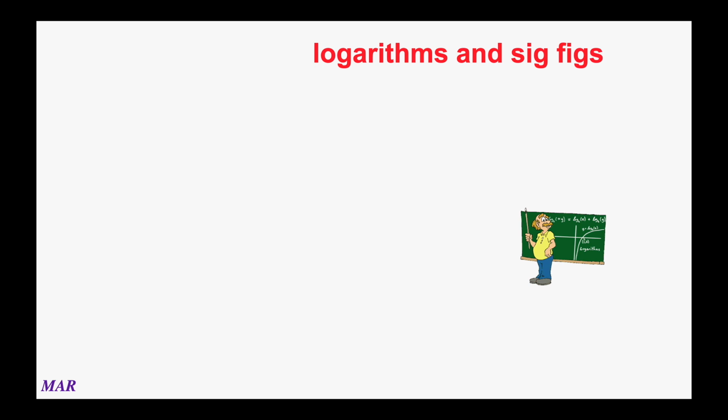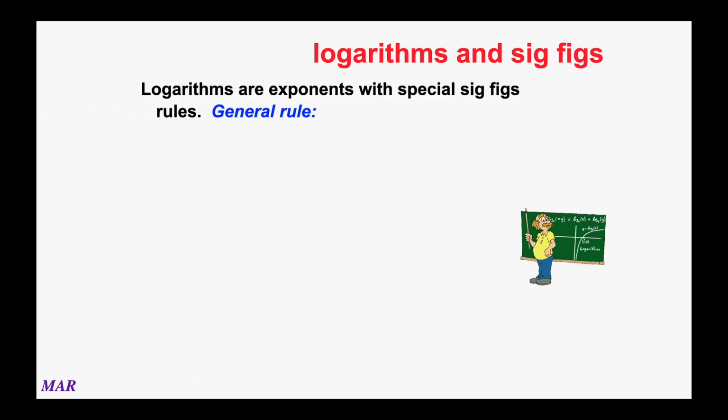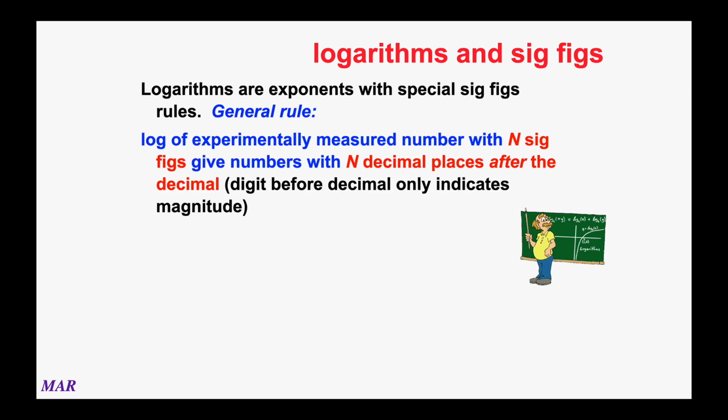So when it comes to significant figures and logarithms, logarithms are really just exponents with special significant figure rules applied. And in general, the log of an experimentally measured number with n sig figs gives numbers with n decimal places after the decimal, all right?